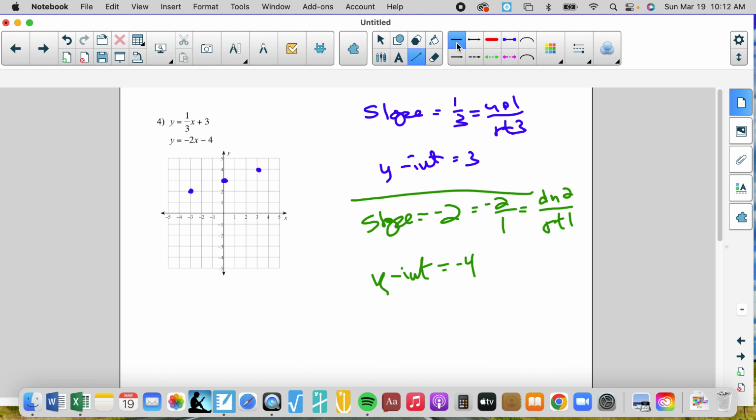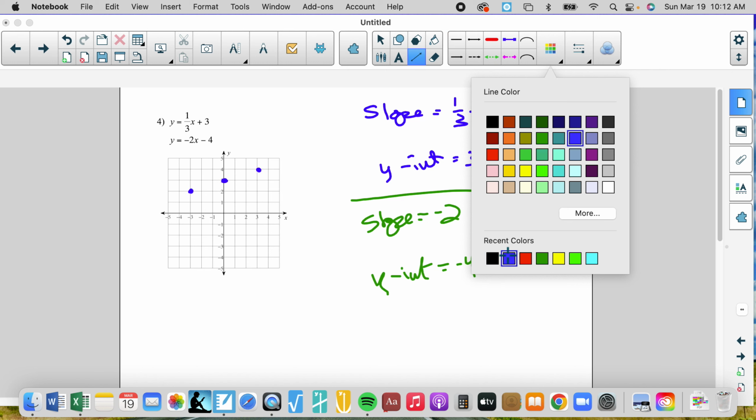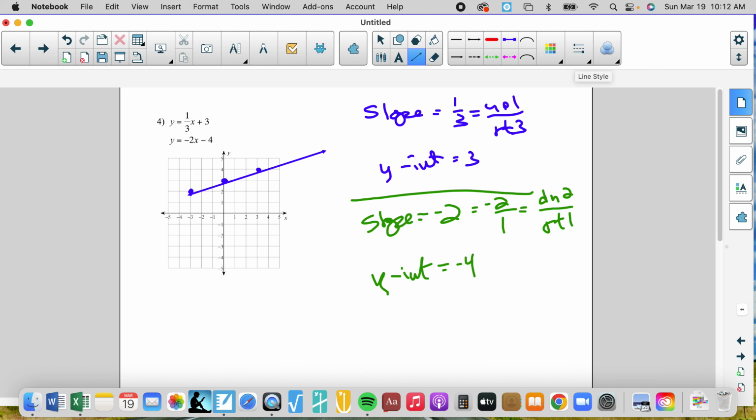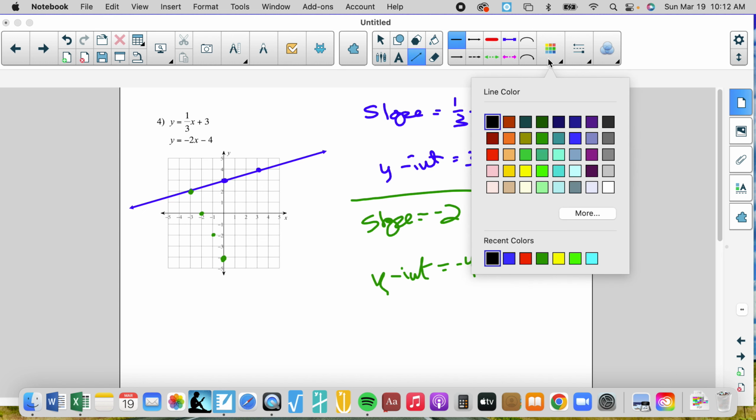Let's make those lines blue. That's pretty good. Let's graph my other one, -4 y-intercept, down 2. Okay, well that's going to take me off the graph and I'm moving away, so I'm going to actually go up 2 and left 1, up 2, left 1, up 2, left 1, up 2, left 1. So it took me a little while, but it worked out.